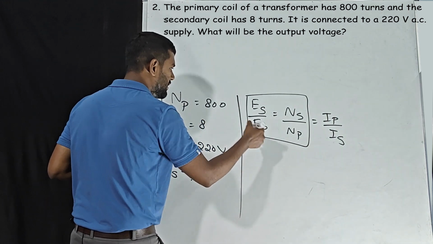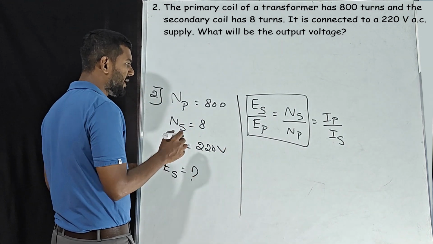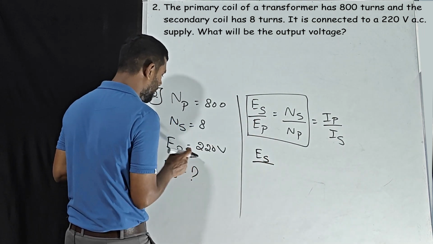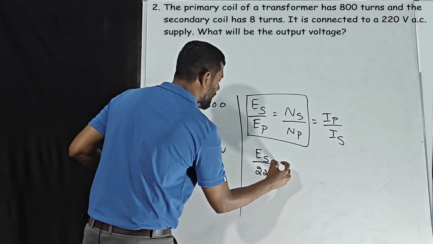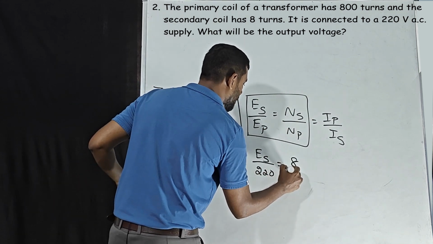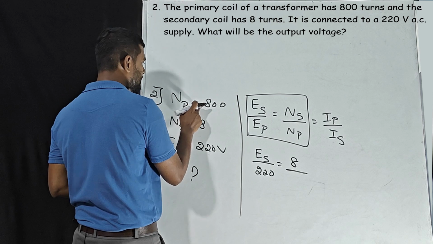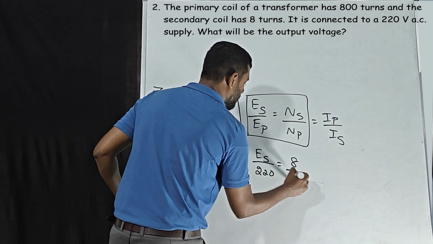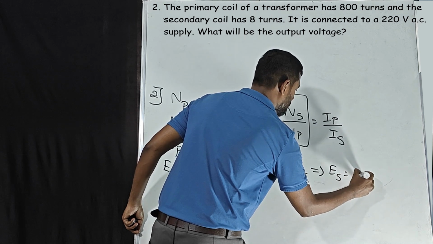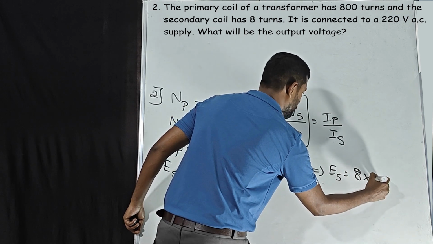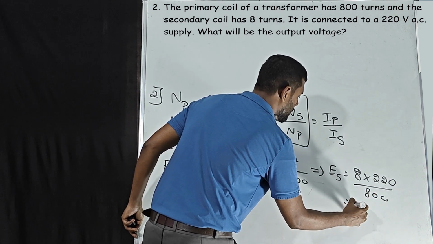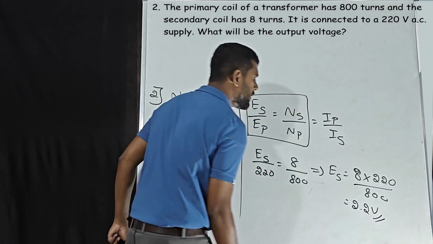So here we'll substitute all the values and find the remaining one. ES, that is what we have to find. EP, that is 220, is equal to NS, which is 8, divided by NP, that is 800. So ES is equal to 8 into 220 divided by 800. The answer will be 2.2 volts.